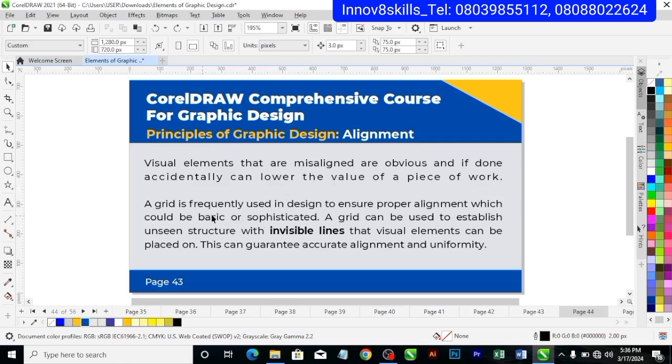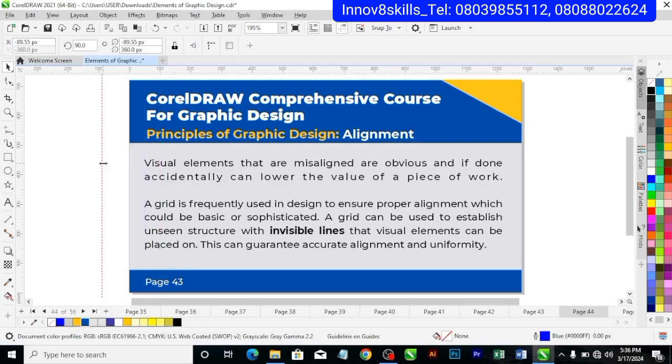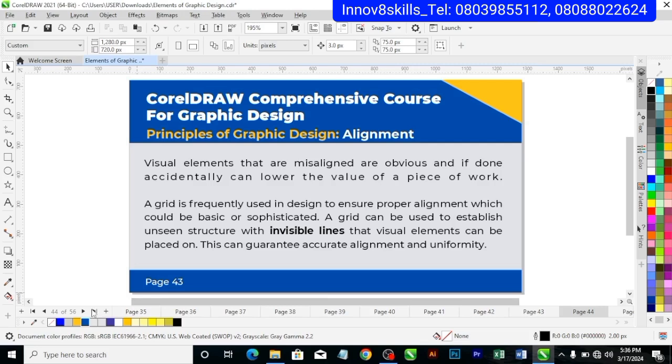So a grid is frequently used to ensure proper alignment, which could be basic or sophisticated. A grid can be used to establish a structure with invisible lines. You don't see them, because after printing, there is no way your grid will follow your work. It's only when you are designing that it becomes visible. If I leave these lines on my design, once I print it out or save it, it will not show again. That is why they say that they are invisible.